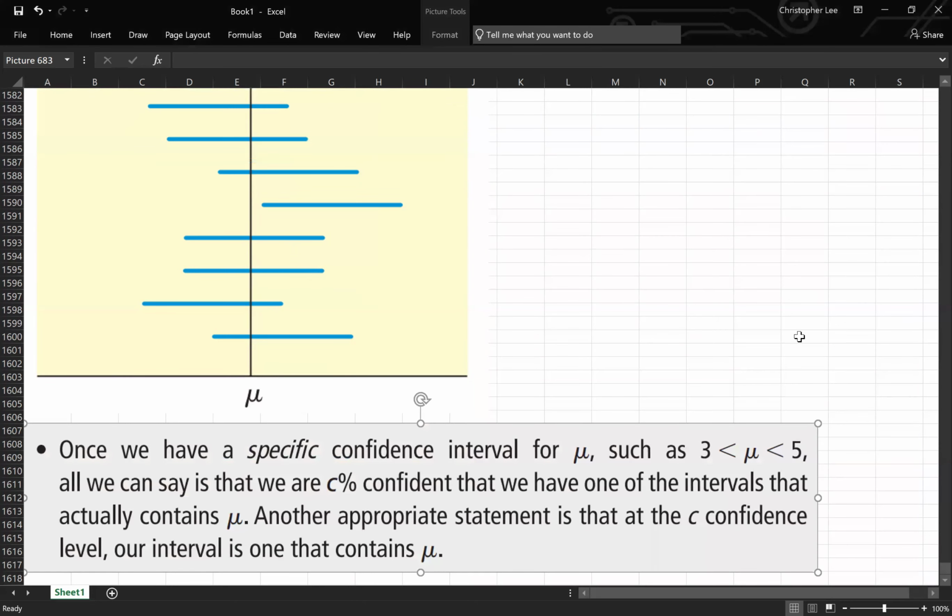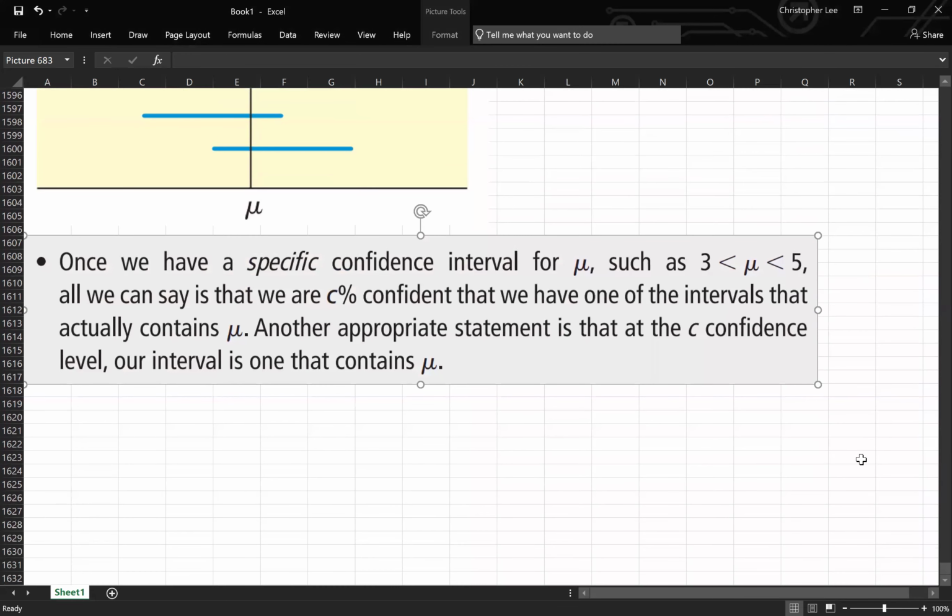So once we have a specific confidence interval for mu, such as 3 less than mu less than 5, all we can say is that we are C% confident that we have one of the intervals that actually contains mu. Another appropriate statement is that at the C confidence level, our interval is one that contains mu.